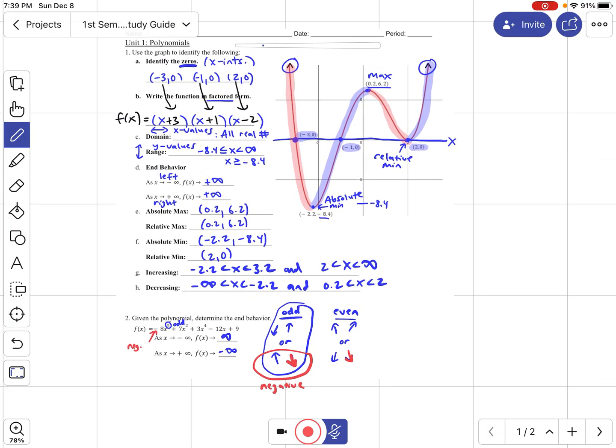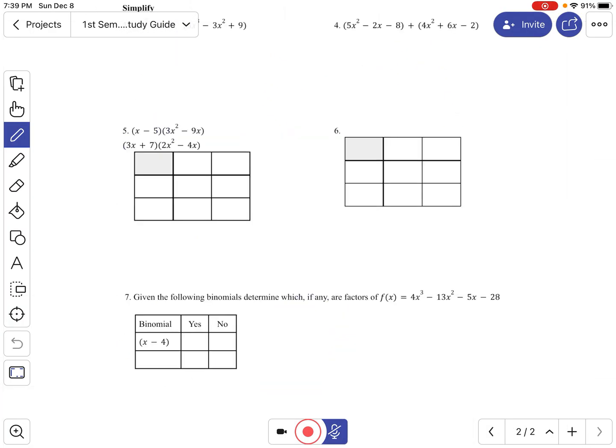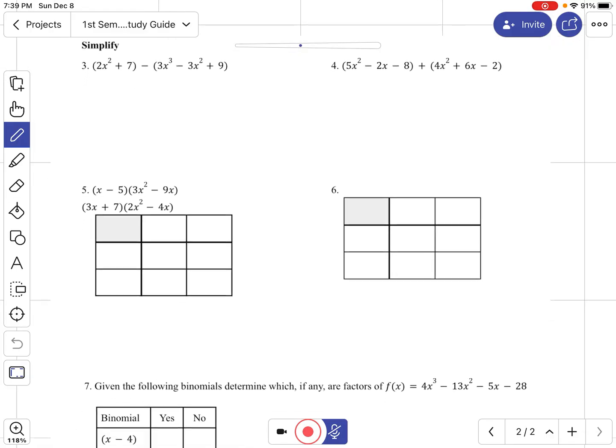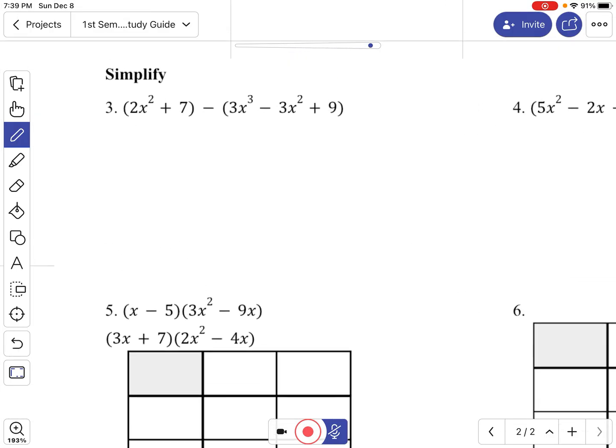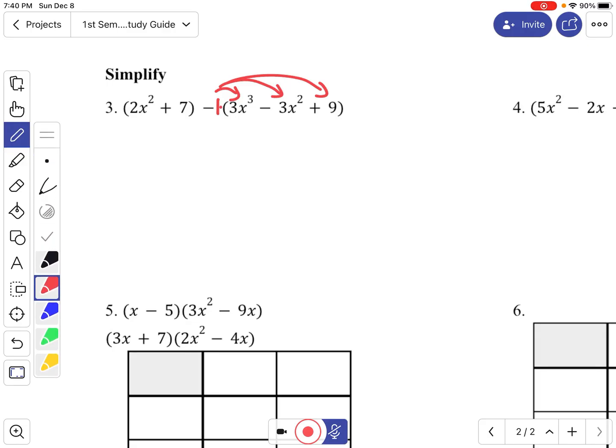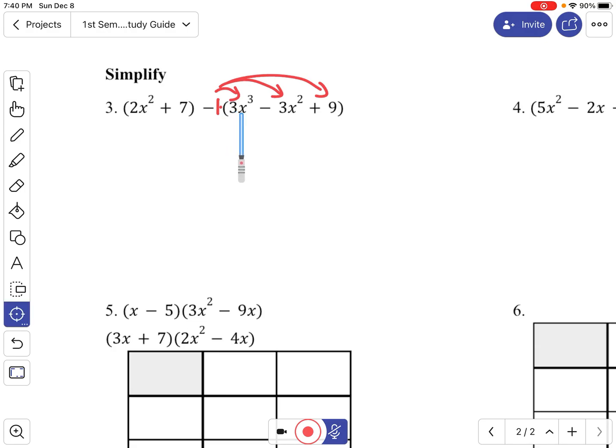Okay, so that's the front. The back starts at number 3. Whenever you have a negative between two parentheses, you could consider that a -1 multiplying that second parenthesis. And what that's going to do is switch the signs of each of those numbers in the parentheses. So this would go from 3x cubed to -3x cubed.